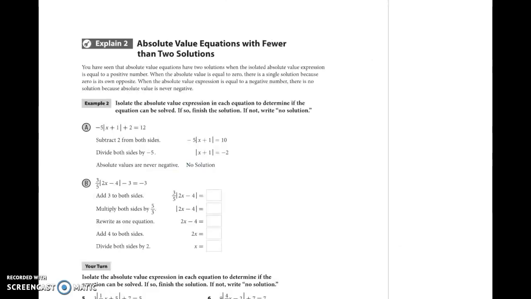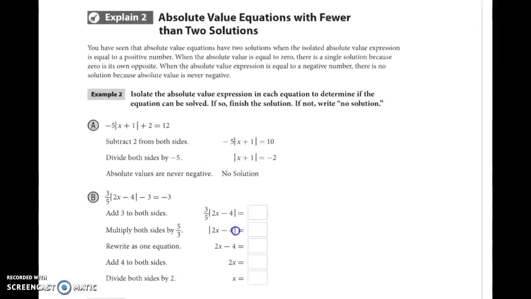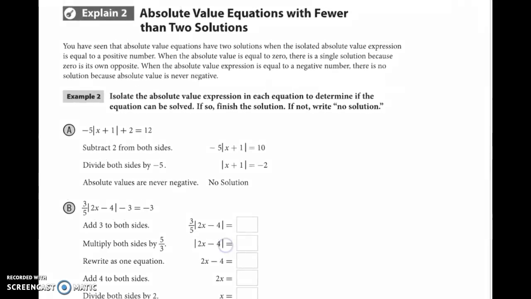So I'm going to move on to the next page. So I'm now on page 603. I'm going to go through Explain 2. And we're going to solve absolute values with fewer than 2 solutions. So we're still going to do those same steps where we isolate the absolute value expression and then we split it in order to determine what the solutions are. So if it can be solved, you're going to find the solution. If you can't find it, then it's no solution. So let's see what that looks like.